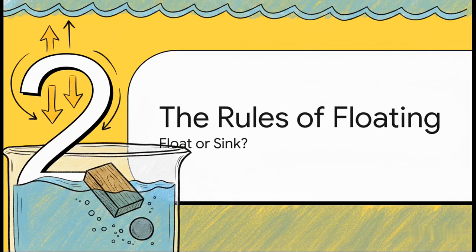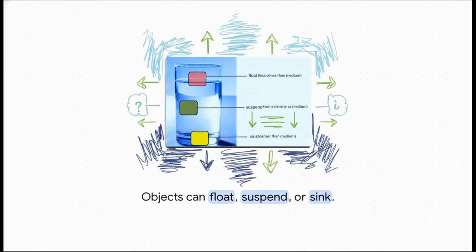Moving right along to section 2, the rules of floating. So what happens when we drop these objects into a fluid environment? Well, this setup establishes the basic ground rules really clearly. We've got 3 distinct situations happening at once. One block is just happily floating right on top, another is hovering perfectly suspended in the middle, and the last one has plummeted straight to the bottom. Why exactly does this happen?